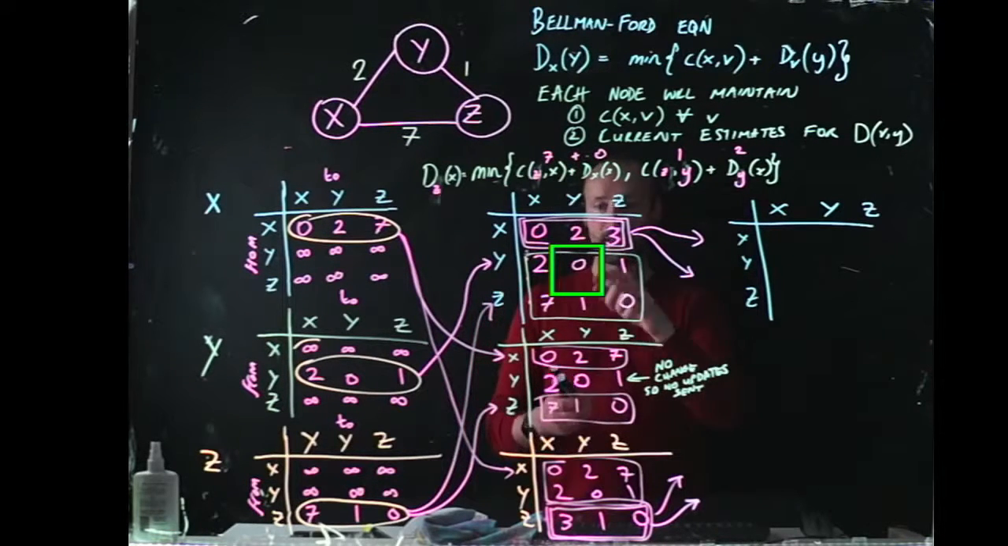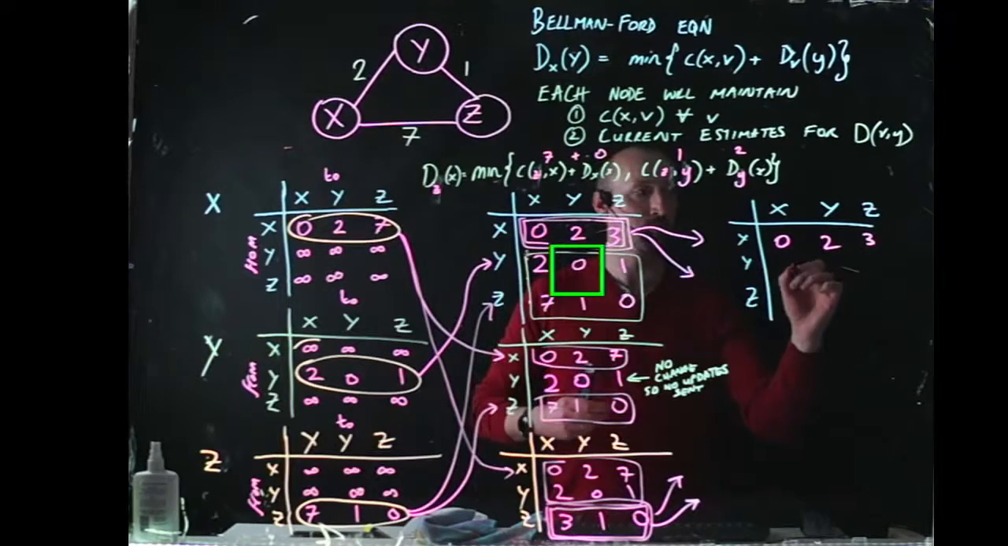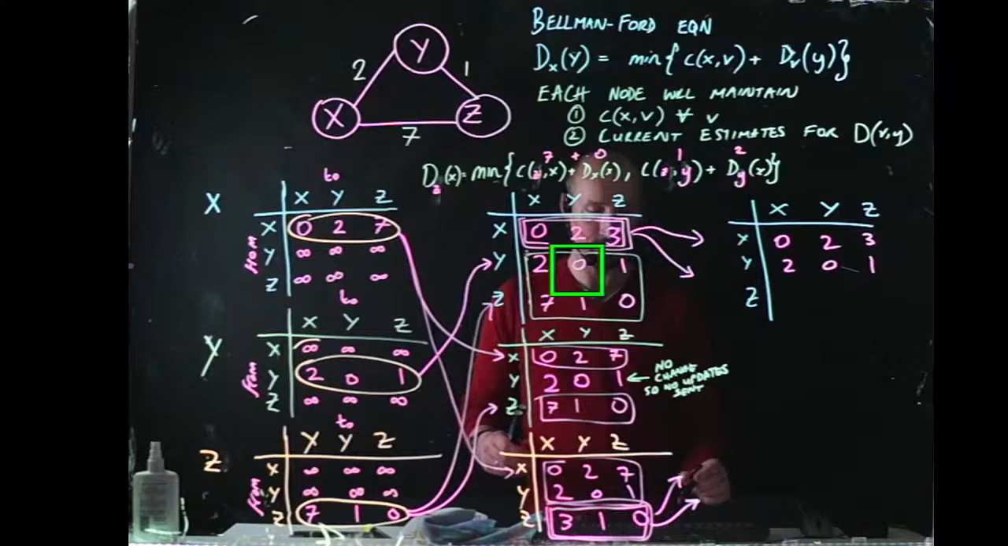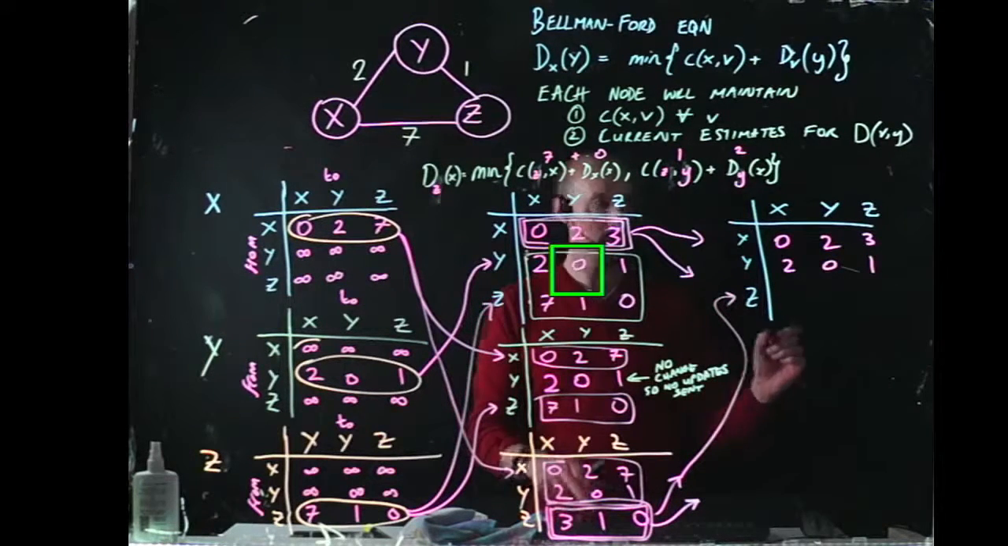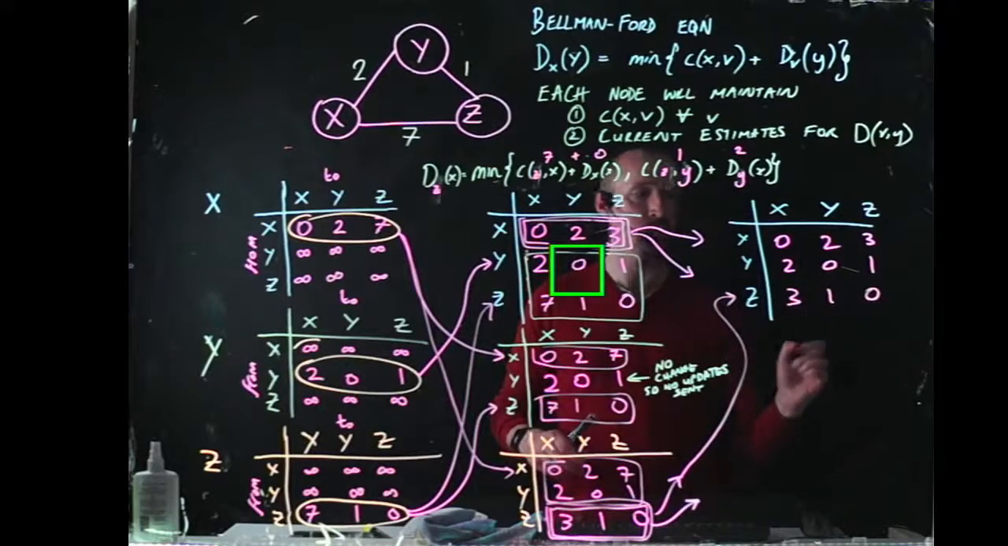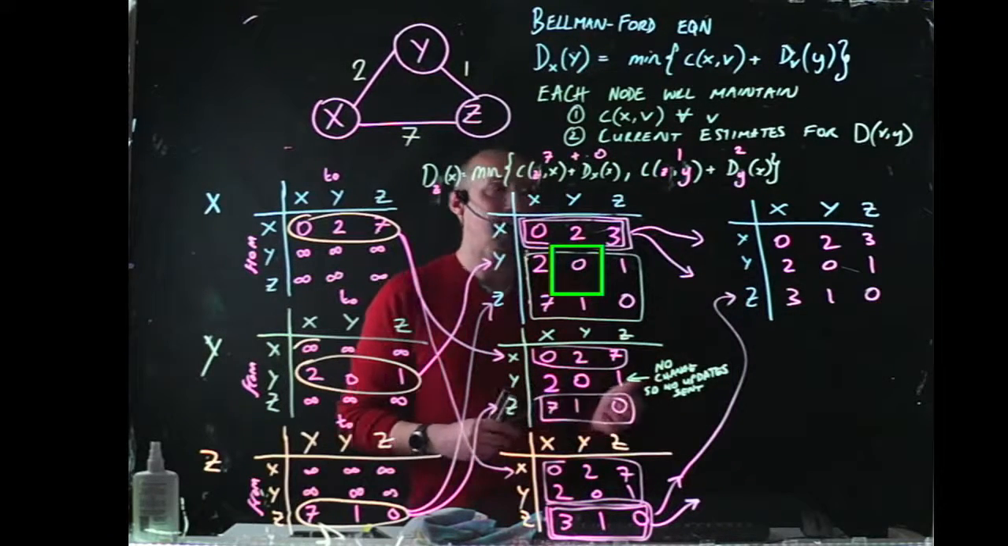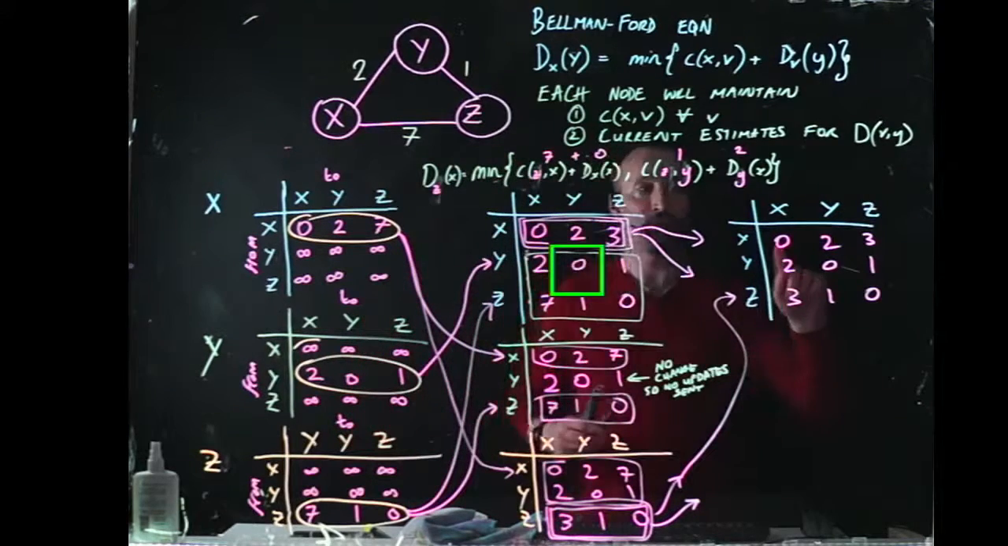So everything stays the same at the moment. So 0, 2, 3, 2, 0, 1, but we've just received an update from down here, right? So we've got an update coming up here from z with new information. Now it's 3, 1, 0. So we have to recalculate everything now to see if this is still okay.